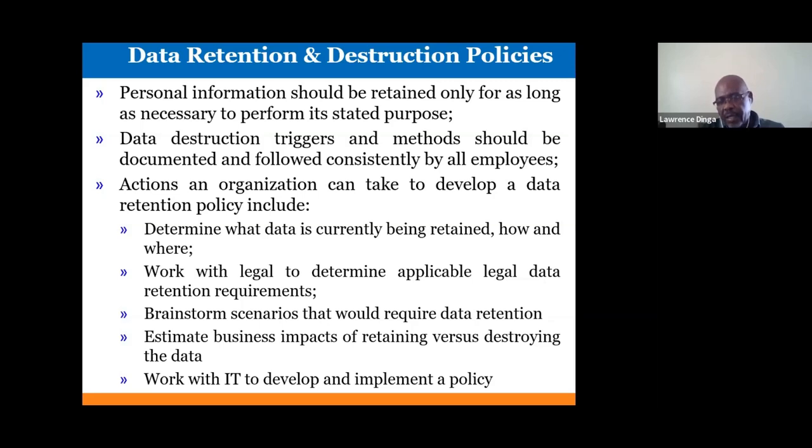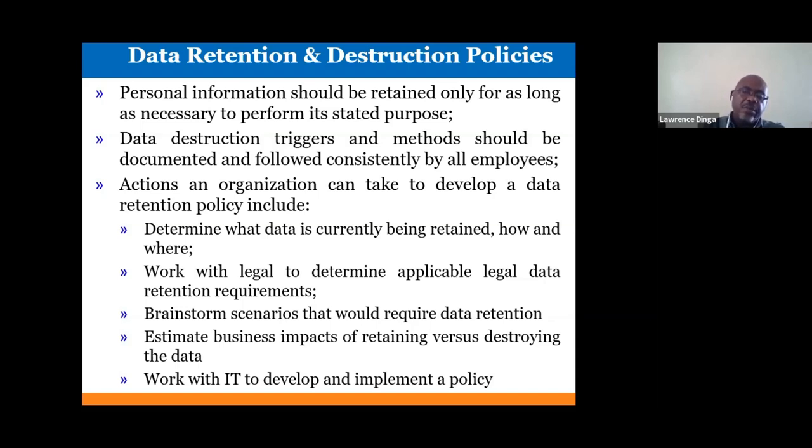Now, you also need to brainstorm the scenarios that could require data retention. Maybe you've collected this data to do a certain activity, and that activity is over, and you're saying that we need to retain that data. So under what criteria do you retain that data? You also need to estimate the business impact of retaining versus destroying the data. Should we retain the data, should we destroy it? What is the business impact if we destroy the data or when we retain the data?